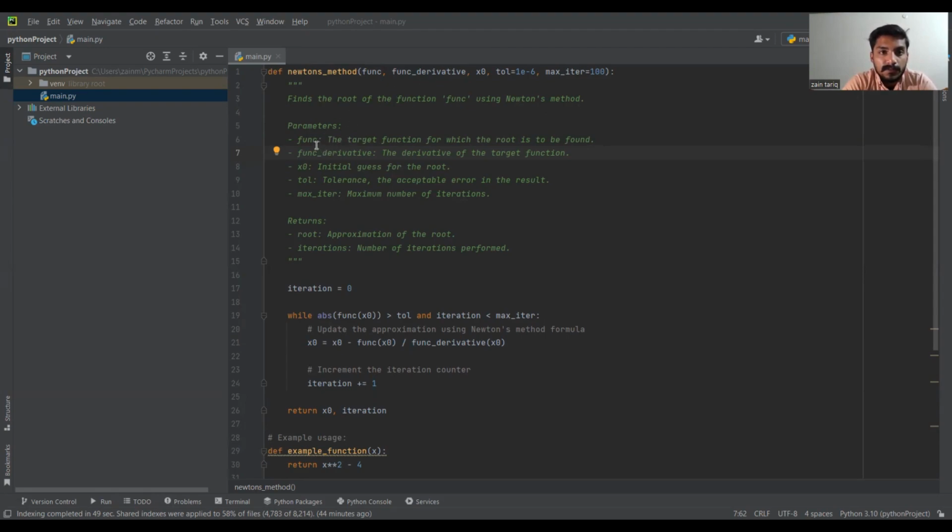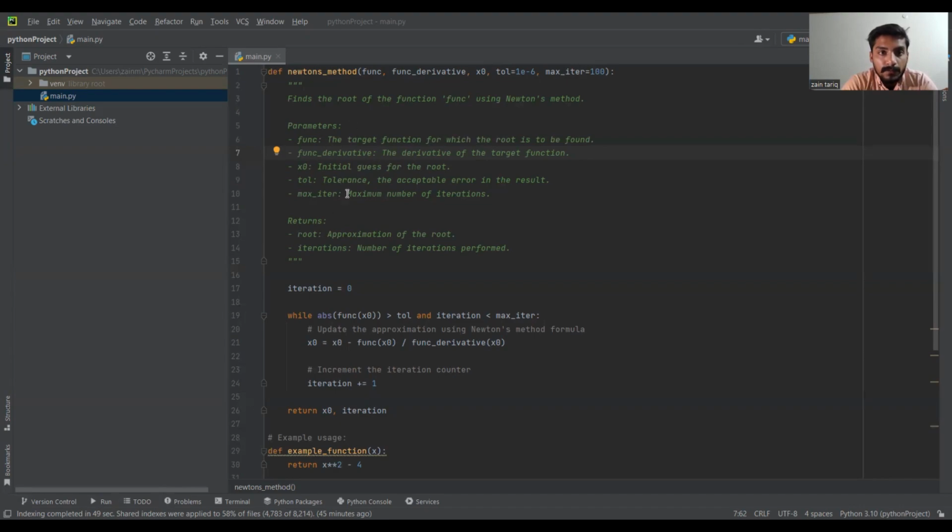The first one is the function that targets the value which needs to be found. Then the function derivative, the derivative of the target function, and x0, which is equal to the initial guess for the root. Tol represents the tolerance, the acceptance of error in the result, and max_iter is the number of iterations that we will be taking in this program.